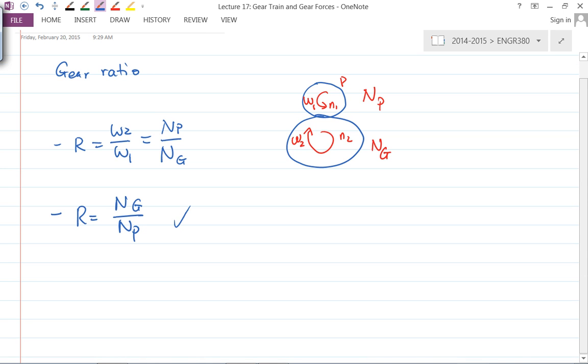Okay, so gear train. Gear train is particularly useful in kinematics, it's an easy way to analyze, and it's also useful when you do mechanical system modeling.